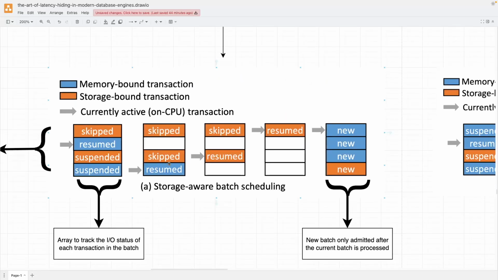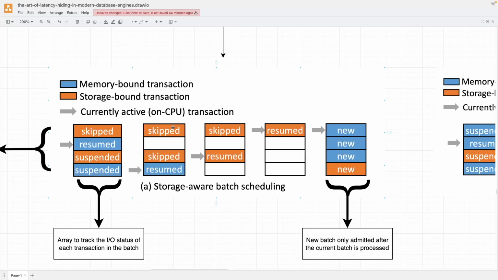You have a transaction which is memory bound, which is running. Then you move to a storage bound transaction, you check if it's done or not. In this case, it's not, so you skip it. You don't even resume the transaction, you just skip it. Then you move to another memory bound transaction, it's done, you resume it.